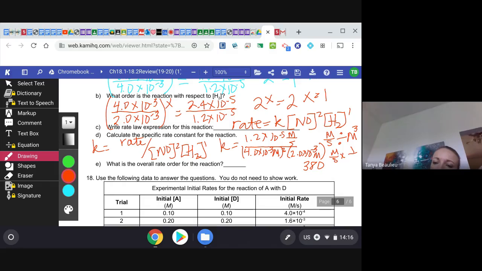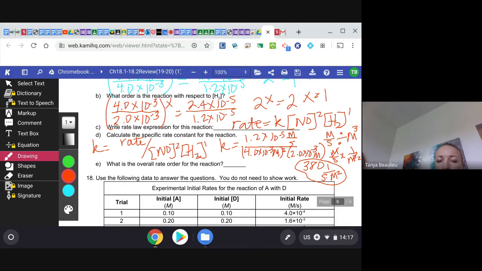So we want to clean that up and multiply by the reciprocal. So that would be 1 over M cubed. And when we do that, that M cancels, and that's going to become a 2. So our final unit there would be 1 over s times M squared, or you could write it 1 over M squared times s. Either way you write it is fine. So that would be our final answer there for K.